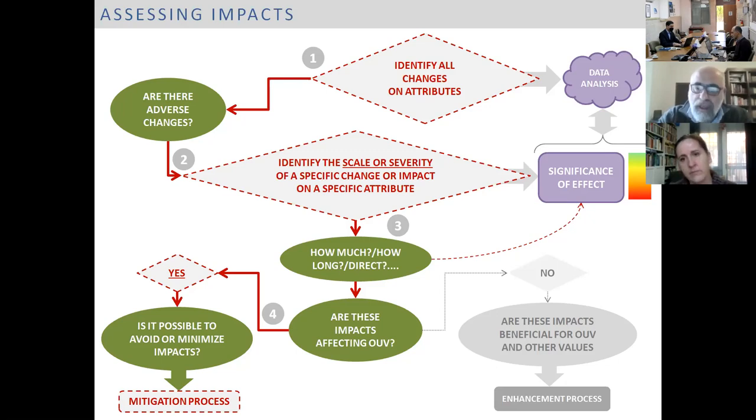severity, very low strength, and the answer is no, it's not affecting, we should ask: are these impacts beneficial for the OUV or otherwise? So the opposite question, trying to highlight, as we remember in the first diagram, the opportunities coming from this development towards the property and towards the holders that are managing the values around the properties. So two different processes come out of two different answers. If we can answer yes, we have to go through the mitigation process. If we go no, we have to go through the enhancement process, highlighting all the opportunities coming from the development.